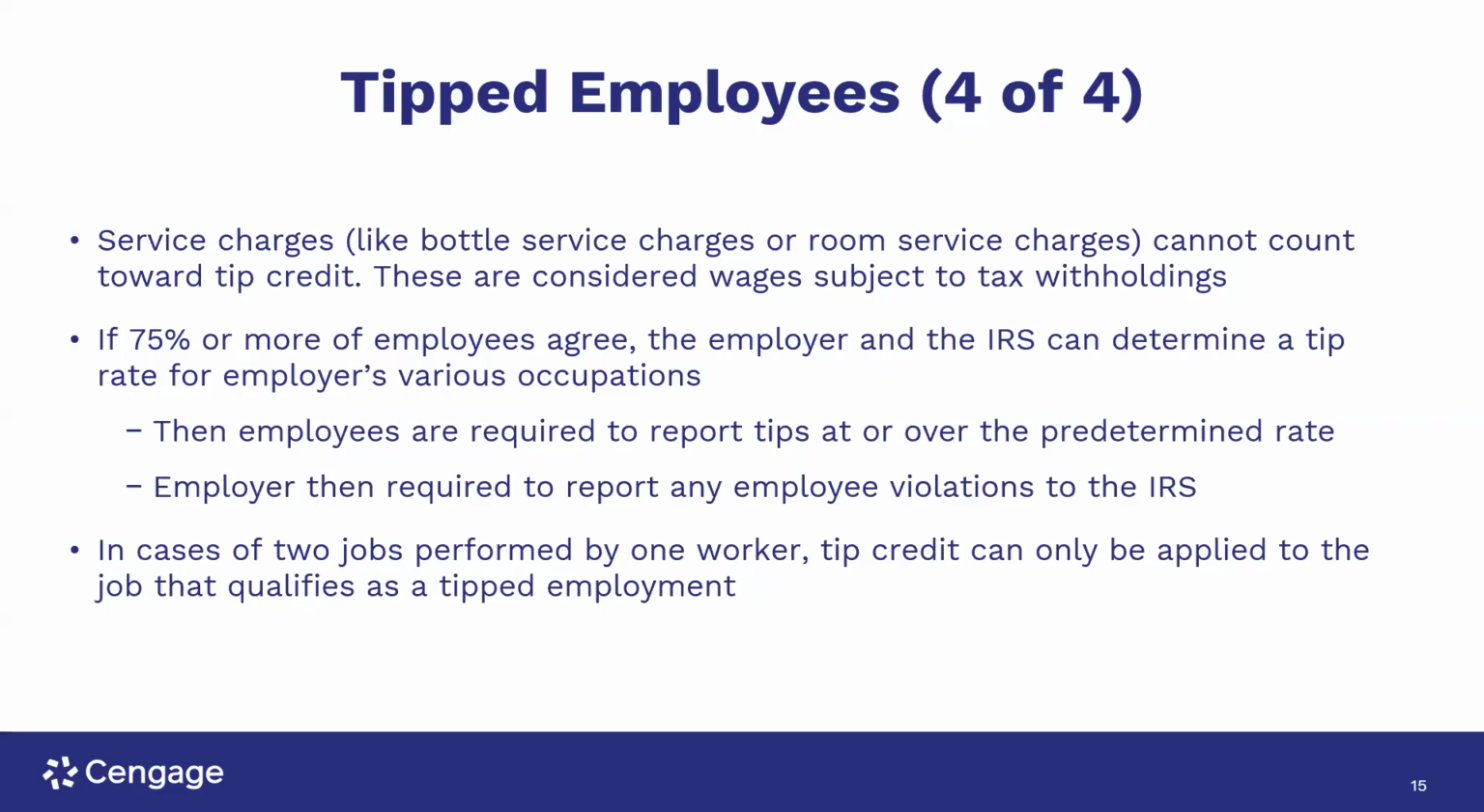And in the cases of two jobs performed by one worker, the tip credit can only be applied to the job that qualifies as tipped employment. For example, if an employee splits their time 20 hours as a dishwasher, 20 hours as a waiter, and the dishwasher does not get a share of the tips in this hypothetical example, then they must be paid the minimum wage, no tips, for 20 hours, and then the tip credit can be taken from the other 20 hours when they were actually making tips.